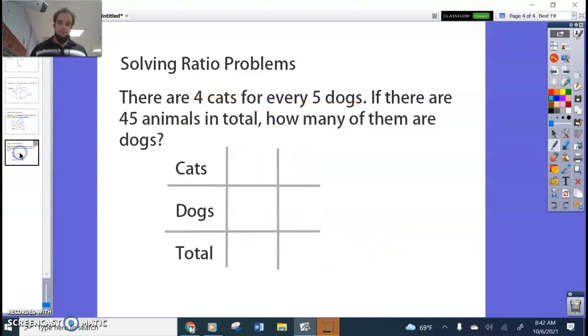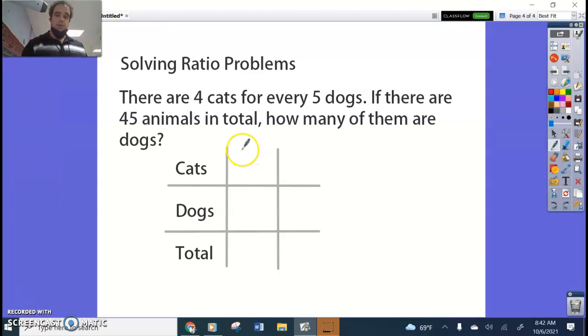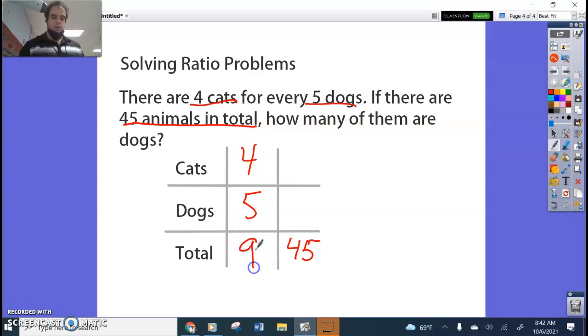For example, same problem. There are 4 cats for every 5 dogs. If there are 45 animals in total, how many of them are dogs? Ooh, different question. Basic ratio, 4 cats, 5 dogs. There are 45 animals in total. Now, 4 plus 5 is not going to be 45, so this must be my goal total down here. And I can tell that 4 plus 5 is 9. There are 9 animals in total in the basic ratio.